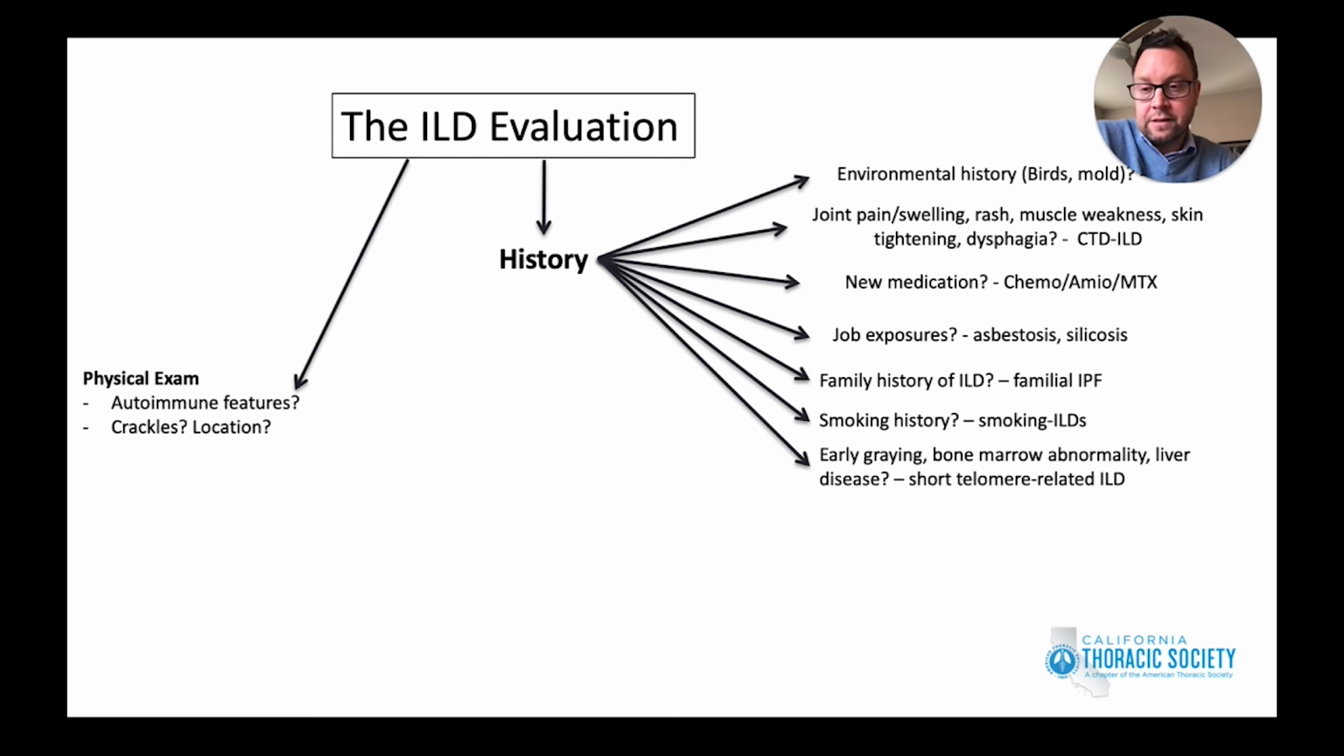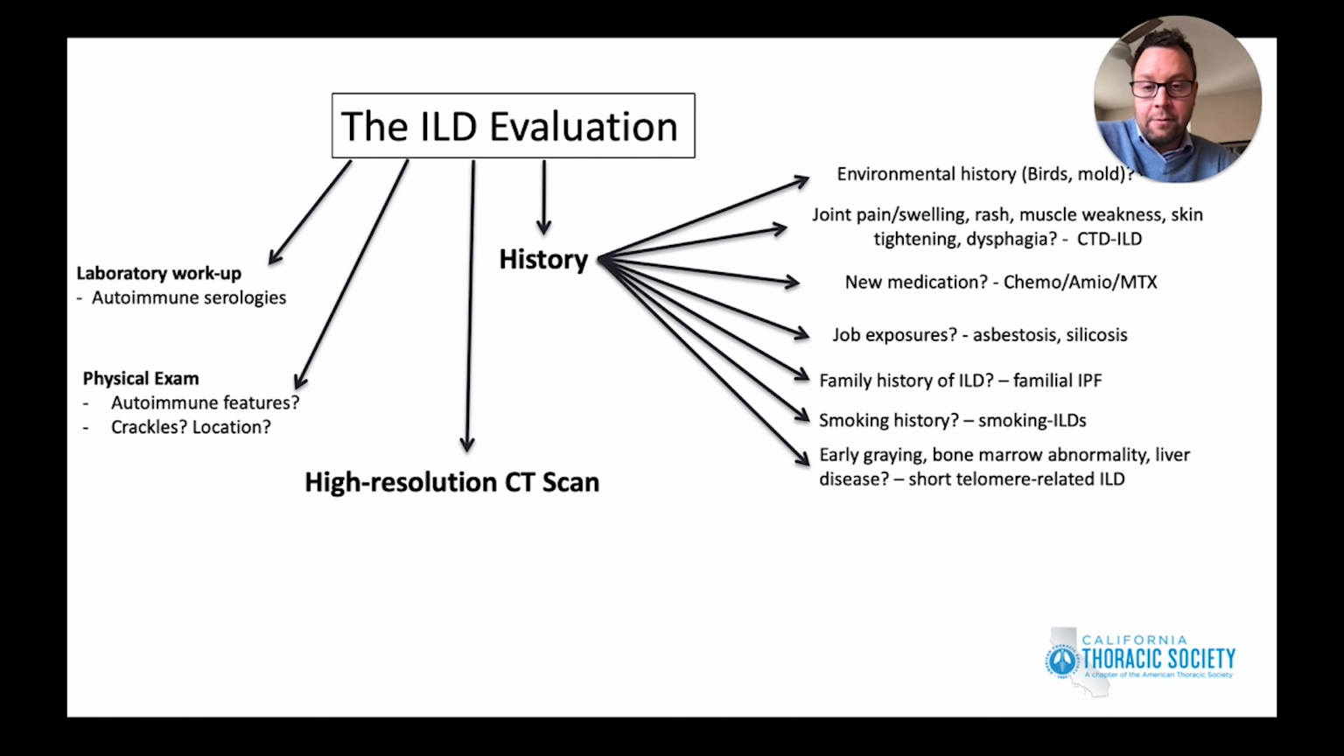Next, we want to go to physical exam, looking specifically for autoimmune features. Want to do a thorough lung exam, listening for crackles and other features that we can hear, like in hypersensitivity pneumonitis, you can hear squeaks and pops. Want to do a thorough laboratory workup. This includes autoimmune serologies.